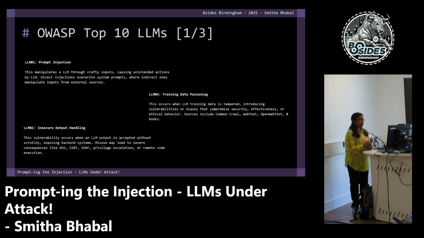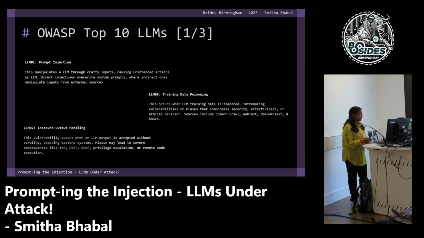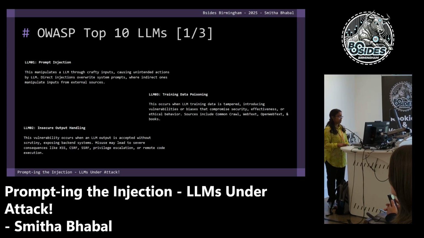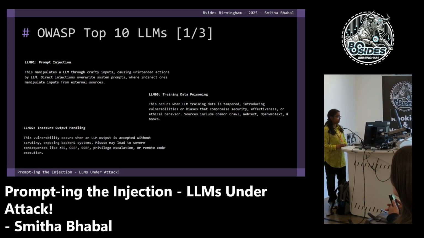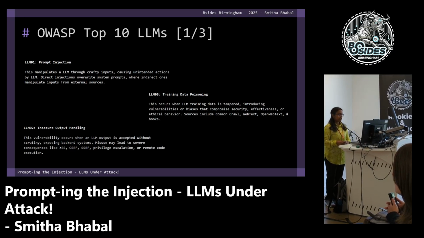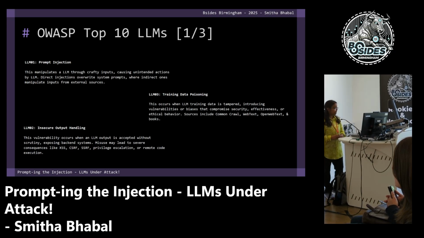So what are the OWASP top 10 for LLMs? The first is LLM01, prompt injection. This vulnerability involves crafty inputs causing unintended actions by the LLM. Direct injections override system prompts, whereas indirect ones manipulate inputs from external sources.